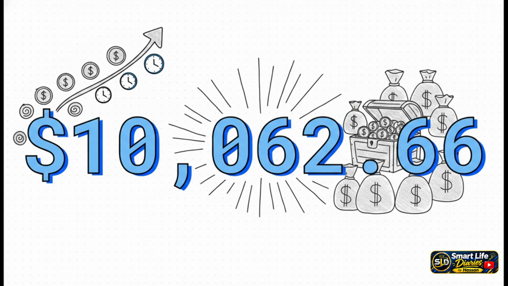$10,062.66. That is the kind of massive, compounded future value that can happen just by letting a really small monthly investment travel forward through time, gathering interest along the way. Your money has the potential to do absolutely incredible things if you just give it the time and the rate it needs to grow. Which leaves me with one final question for you. Now that you know the actual rules of financial time travel, when are you going to start your timeline?